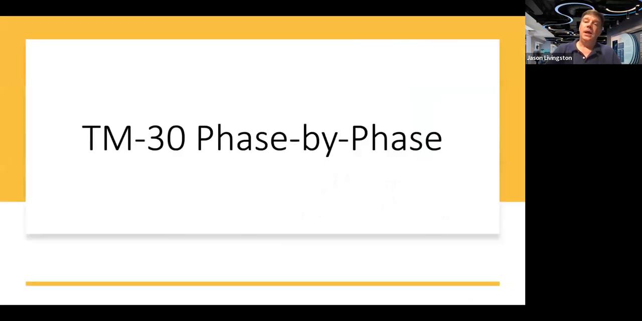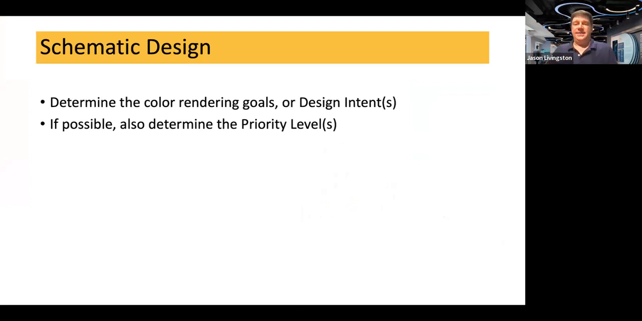Now let's take a look at how we might implement TM30 on a phase-by-phase basis, right? So in schematic design, we don't have a great deal of information, and we don't have a design that's terribly fleshed out. But we probably can, either on a global project basis or perhaps on a space-by-space basis, give some thought to what the color rendering goals are for our project and maybe make some determinations, right? In this space, preference is what I'm after. In that space, fidelity is what I'm after.